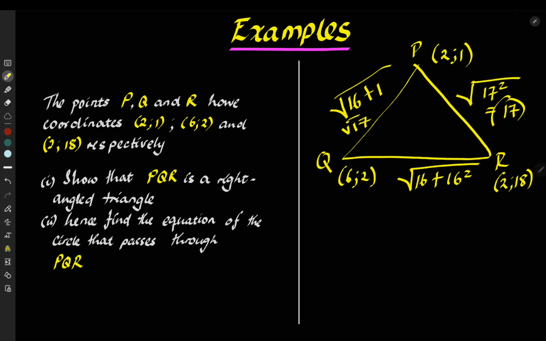Now, the last question says that hence find the equation of the circle that passes through PQR. If we have here our right angle, automatically this becomes the diameter. Remember, if we draw a circle, an angle in a semicircle is 90 degrees. So we need to find the midpoint of this line PR. If we get the midpoint, then we can divide this 17 by 2 and we've got the radius. Then you can determine the equation of the circle.